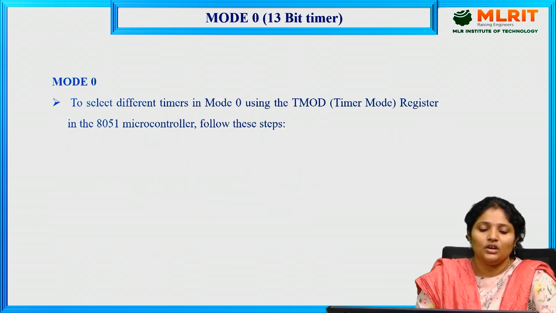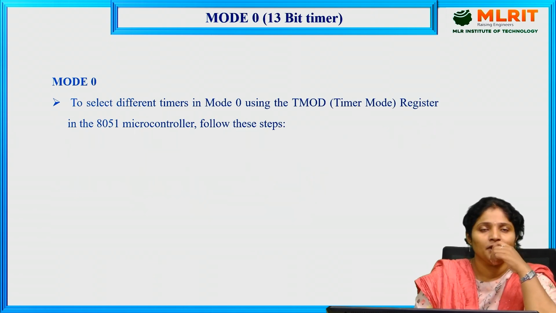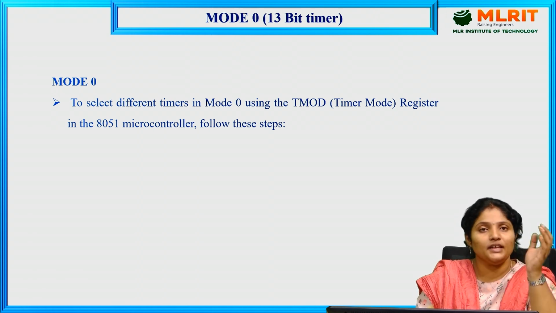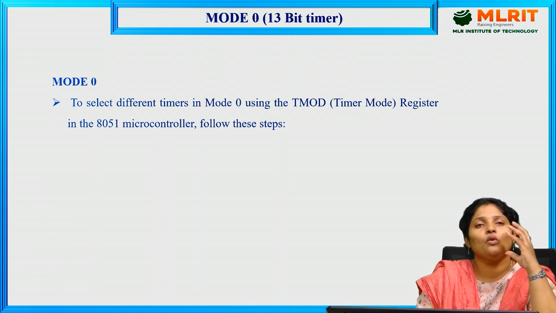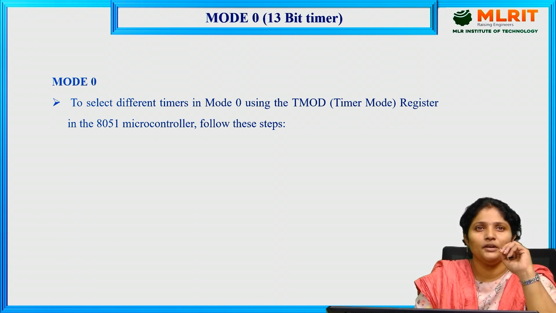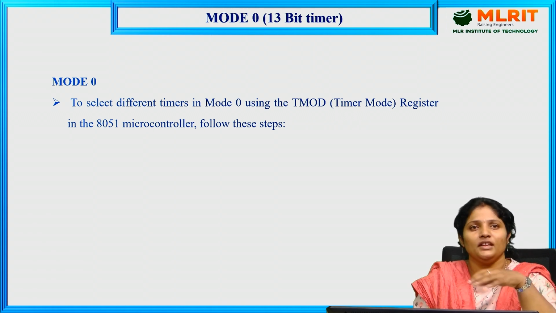So how do we select mode 0? There is an 8-bit TMOD register. By using this 8-bit TMOD register, we select mode 0. What value do we need to load? The TMOD register is used to select the timer and the mode in which each timer is working.